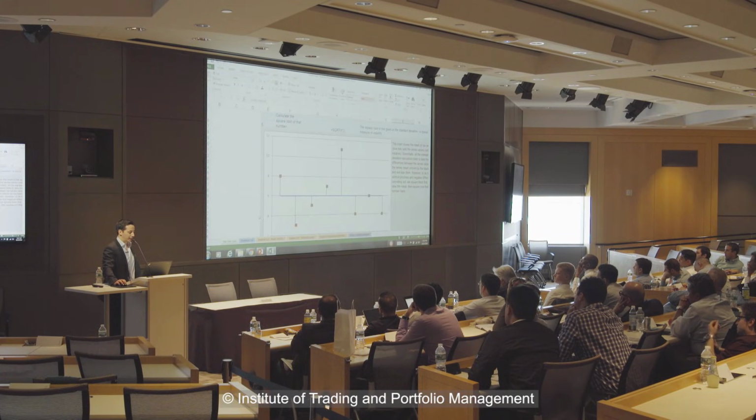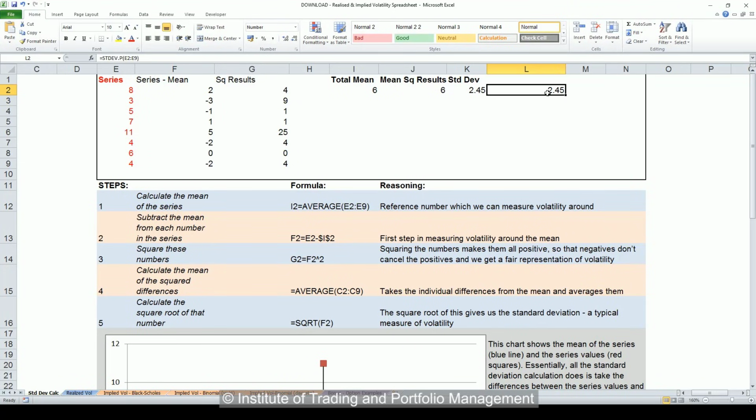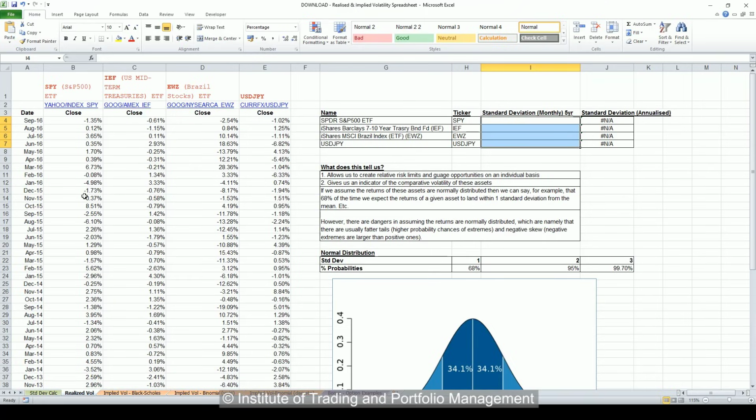So now let's move on to calculating realized volatility. And all we're actually going to do is use this formula, the standard deviation formula, on historical prices. Okay? So in this sheet, all I've got here are 4 assets. Okay? The assets are the SPY ETF, so S&P 500 ETF, a US mid-term treasury ETF, a Brazilian stock market ETF, and the dollar-yen currency pair. And all I've got here is 5 years of monthly returns for each asset. And we're just going to calculate the standard deviation for each of those.